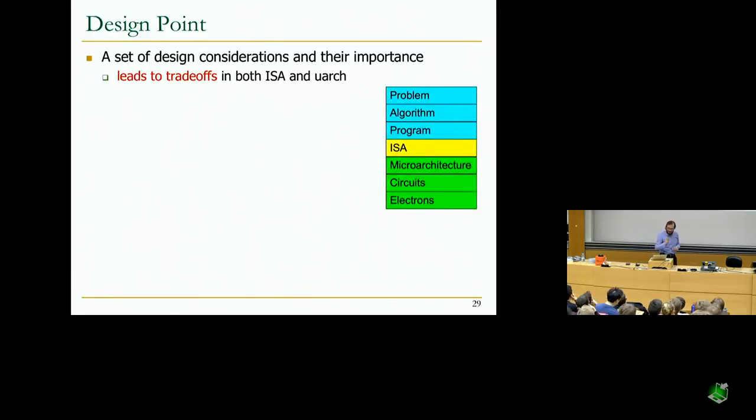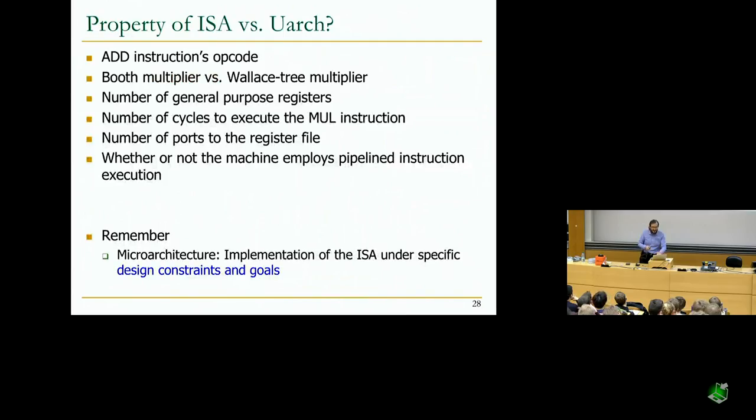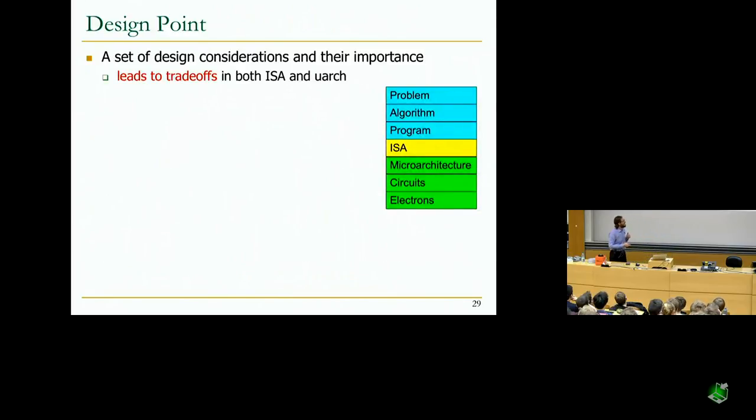So let me do a few more slides and then we'll take a 5-minute break. So essentially, we're making these trade-offs, right? Microarchitecture is a specific implementation of the ISA under specific design constraints and goals. And I think we need to be careful about the design constraints. How you implement the microarchitecture is very much dictated by the design point. And design point is a set of design considerations and their importance. This leads to trade-offs in both the ISA and the microarchitecture.